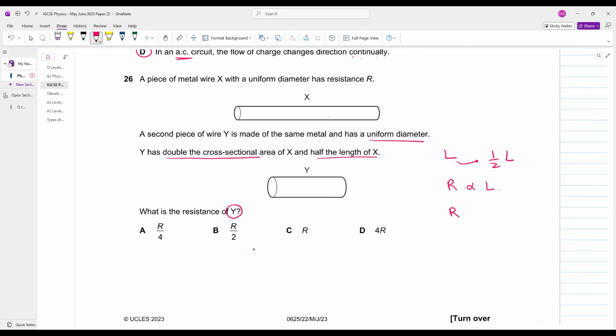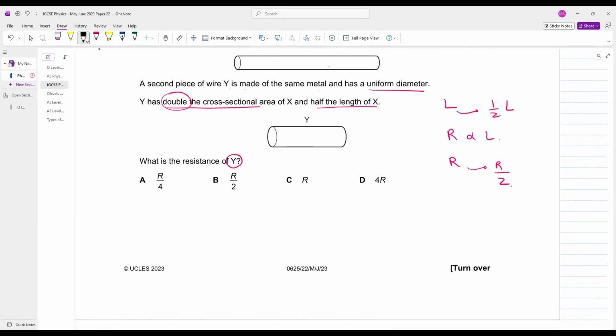If your length halves, your resistance will also halve. And double the cross-sectional area. Sir, what do you mean by that? Double the cross-sectional area का क्या मतलब है? If your area is doubling, do you remember? Resistance is inversely proportional to area.